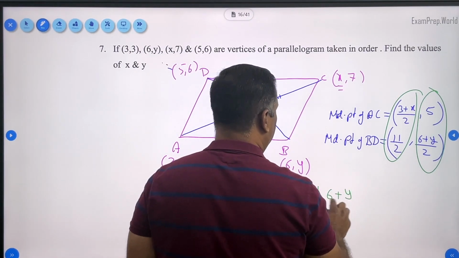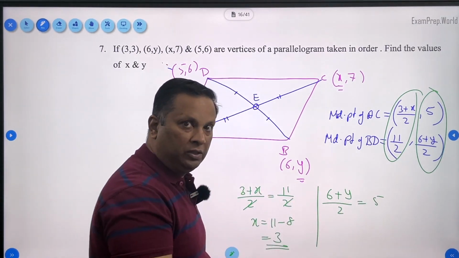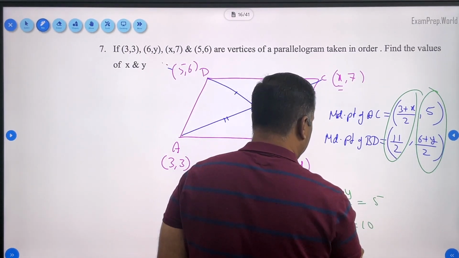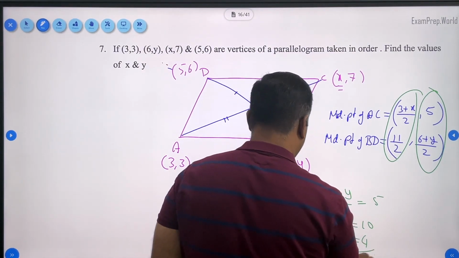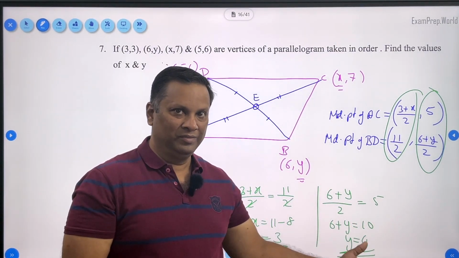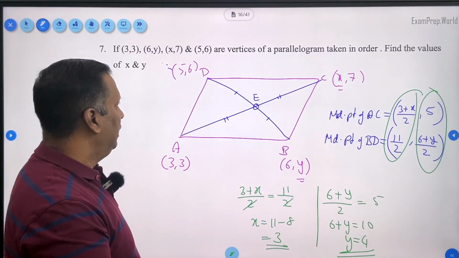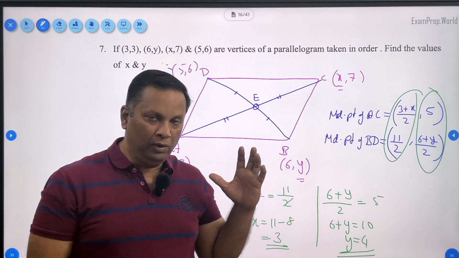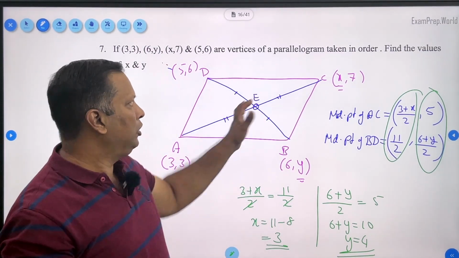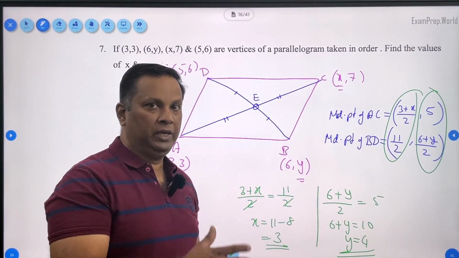Now calculate for y. 6 plus y by 2 equals 5. 2 goes there and multiplies with 5, which is 10. 6 plus y equals 10, y equals 4. So x is 8 and y is 4. Right? See, think logically always. And with parallelograms, be very careful, because you should never ever forget that the midpoints of both the diagonals are the same. With that, you can do a question in just a minute or two.